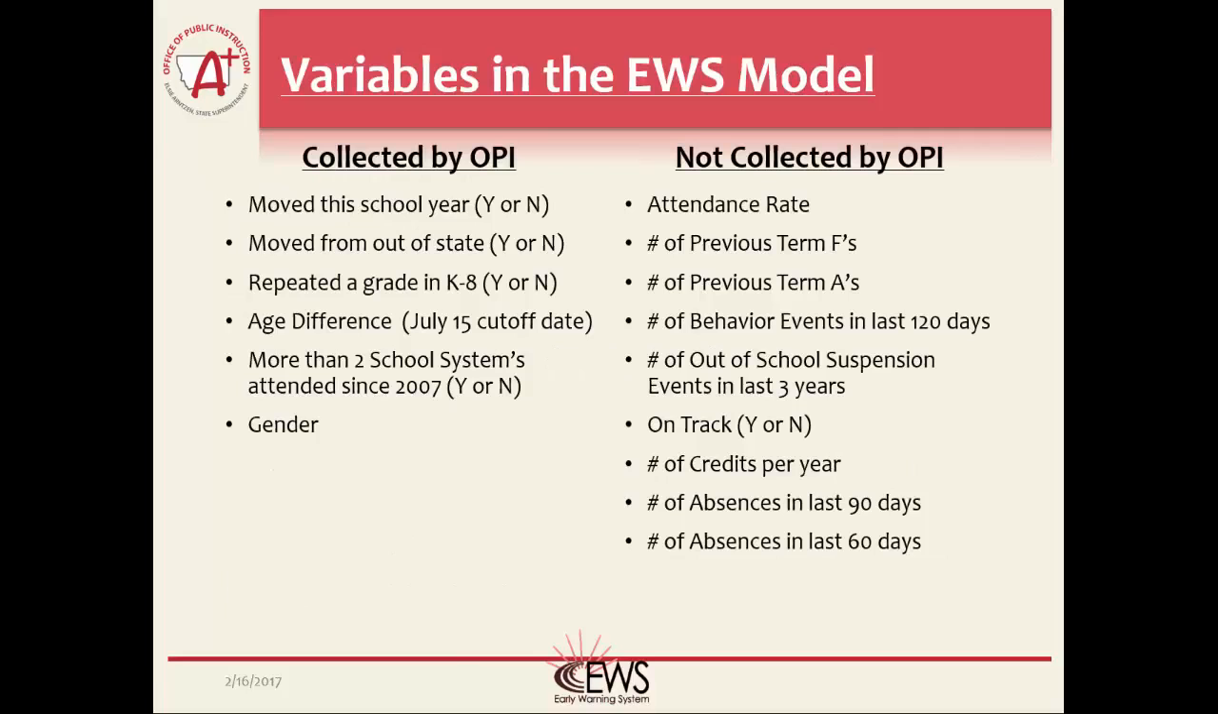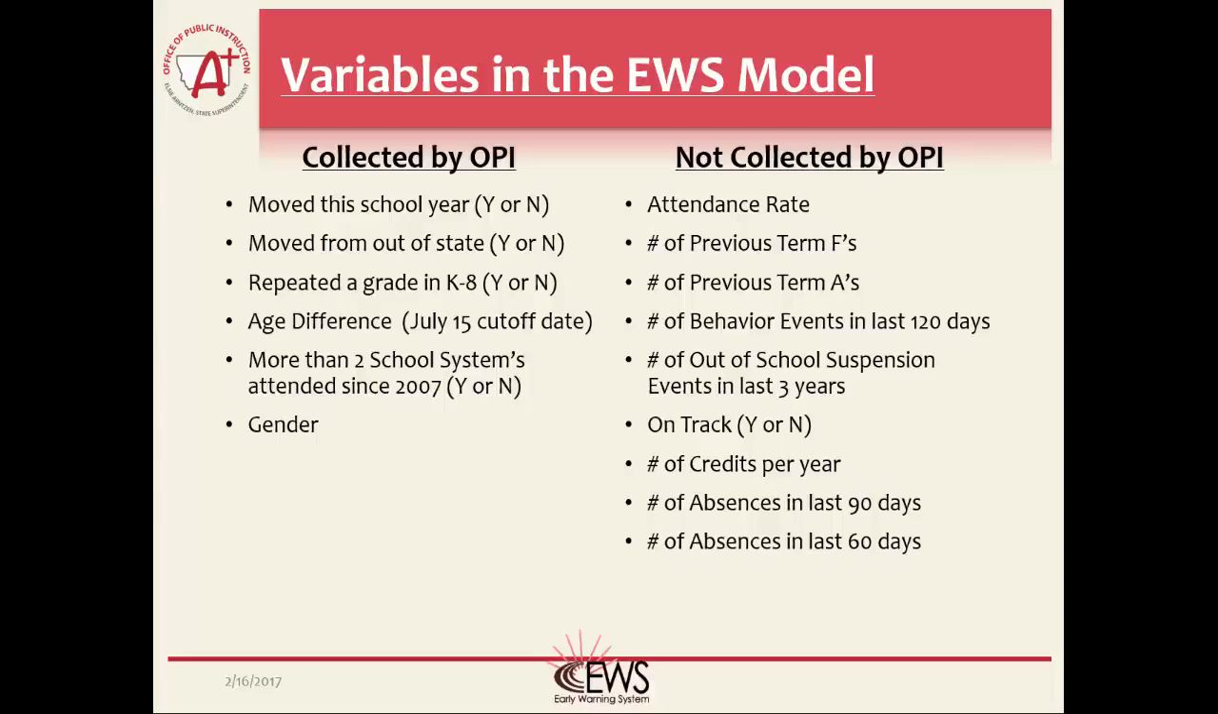This slide shows the variables that have been included in the Montana early warning system. This list is what remains after 300 or so variables have been analyzed. Every variable is not included in every model. There are 6 variables that the OPI collects for all public school students statewide, and another 9 that are not collected by the OPI. These variables include information about the student for mobility, attendance, behavior, grades, and others.